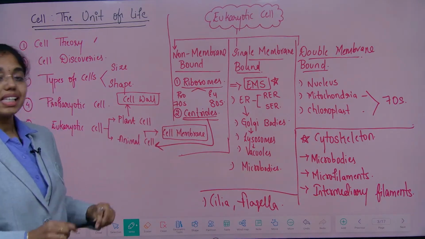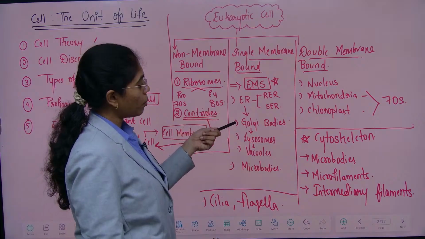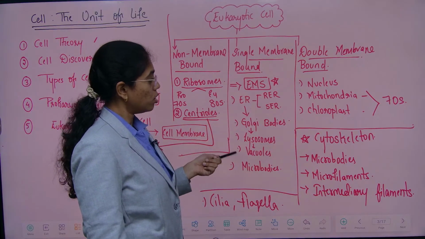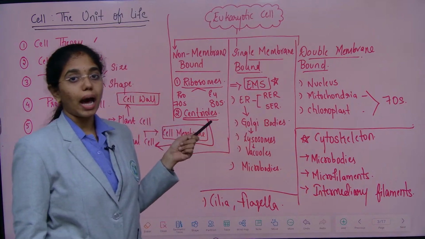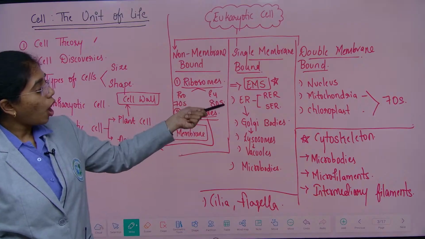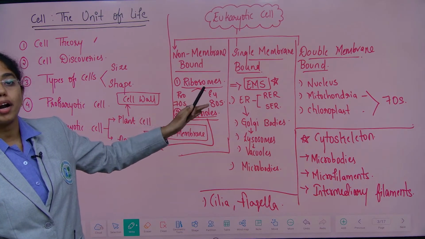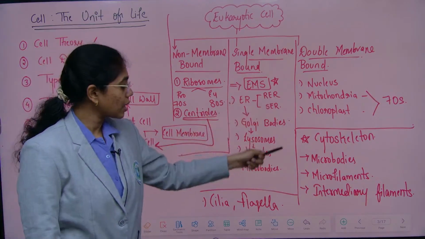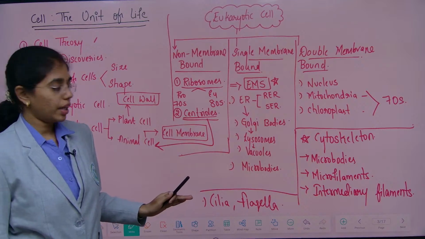Next come single membrane bound organelles, which include endoplasmic reticulum, Golgi bodies, lysosomes, vacuoles. These four organelles put together are kept under the endomembrane system. It is because the functions of each organelle here are coordinated. All the organelles kept in the endomembrane system, their functions are coordinated.